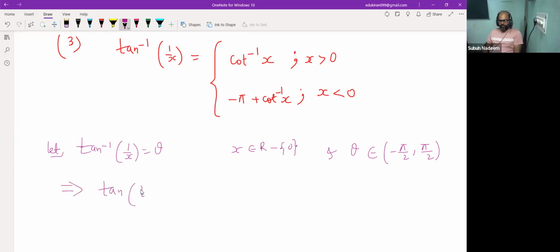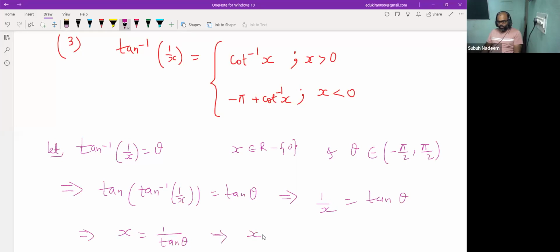Then we take tan. So tan of tan inverse 1 by x becomes equal to tan theta. Now tan and tan inverse cancel, and it becomes 1 by x is equal to tan theta. Now when we write the reciprocal, x is equal to 1 by tan theta, so x is equal to cot theta. Now we apply cot inverse on both sides.